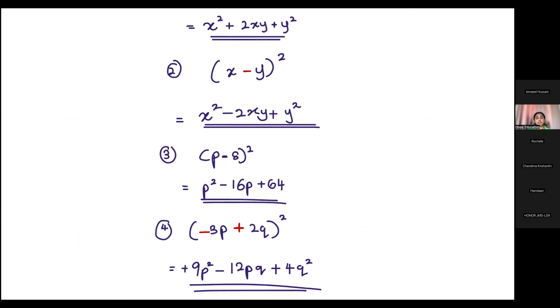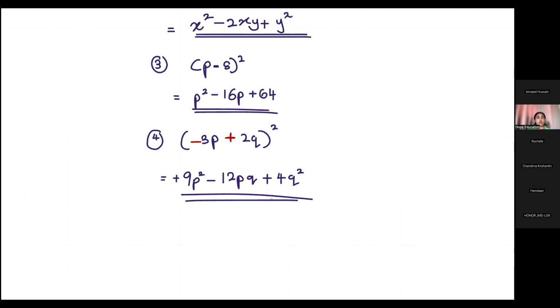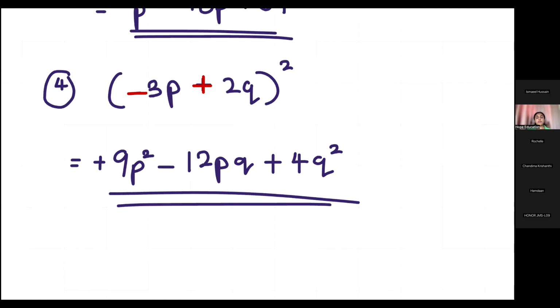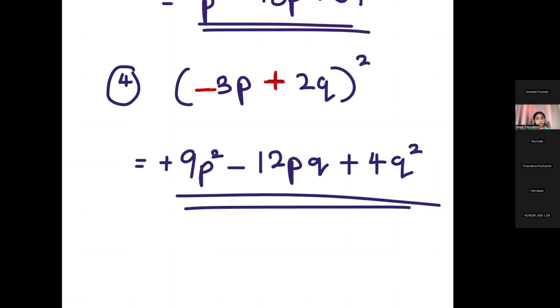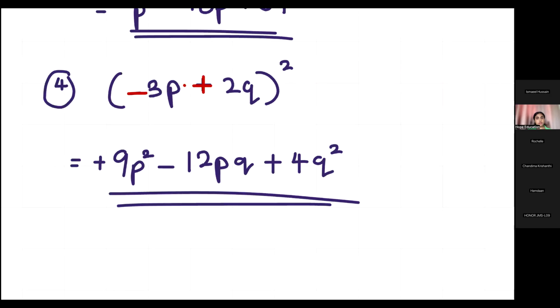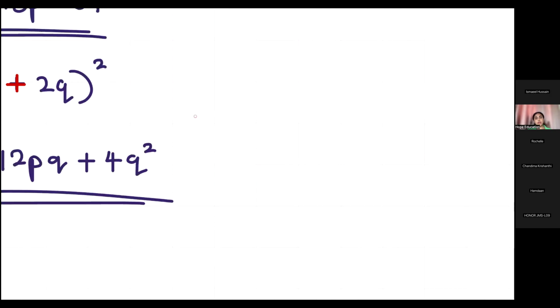One second, Lamai. I'll explain the fourth one again. How did we get the fourth one? First, the square of the first term. Square of minus 3p. So 3 times 3 is 9. P times p is p squared. Minus times minus is plus. So the square of minus 3p is plus 9p squared. Is that part clear? Is that clear? First term is minus 3p, so the square of minus 3p.